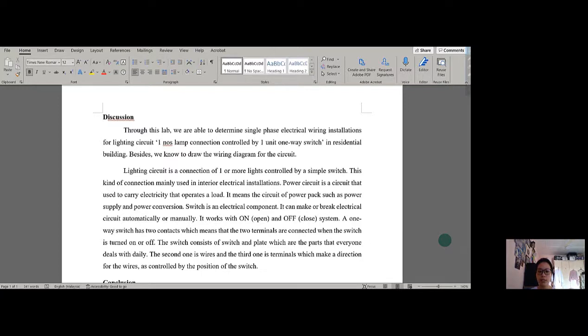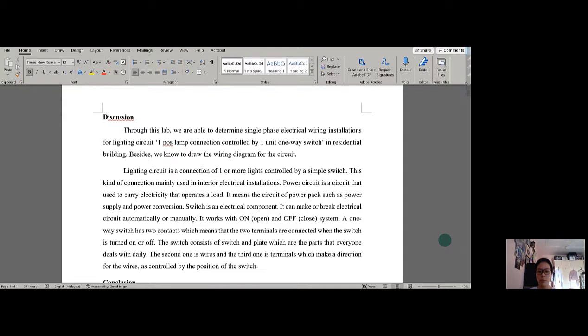Lighting circuit is a connection of one or more lights controlled by a simple switch. This kind of connection is mainly used in interior electrical installation. Power circuit is a circuit that is used to carry electricity that operates a lot. It means the circuit of a power pack such as power supply and power conversion. Switch is an electrical component. It can make or break an electrical circuit automatically or manually.